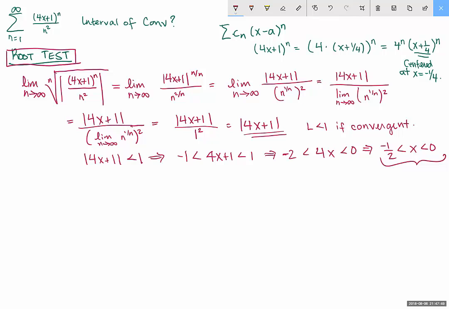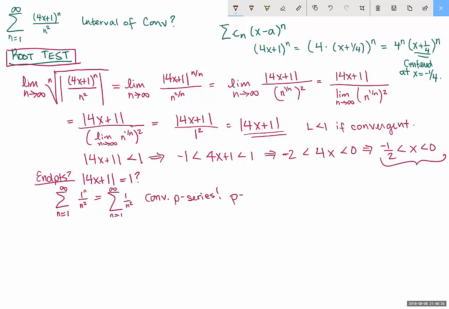So now I need to go back and consider what happens at the endpoints. What happens when the absolute value of 4x plus 1 equals 1? Well, why not just check absolute convergence first? We would have the sum from n equals 1 to infinity of 1 to the n over n squared, or just the sum of 1 over n squared. Now that's a convergent p-series since p is equal to 2. And by that argument, the series converges absolutely when we're at either endpoint.